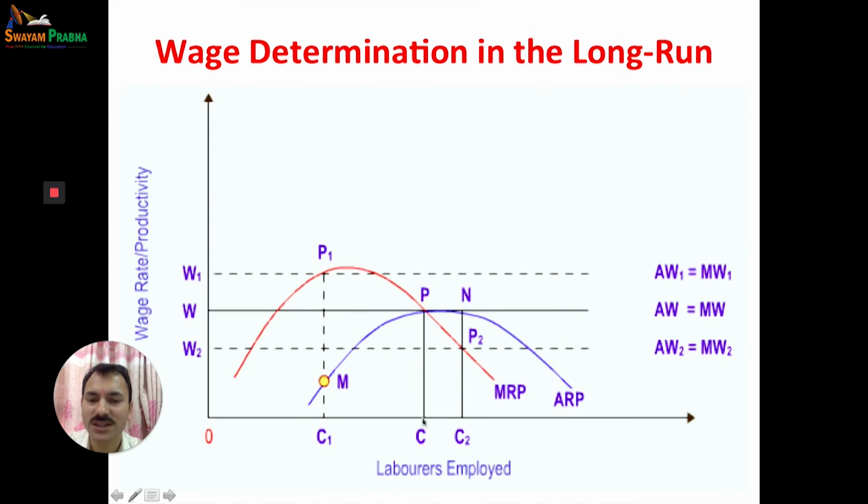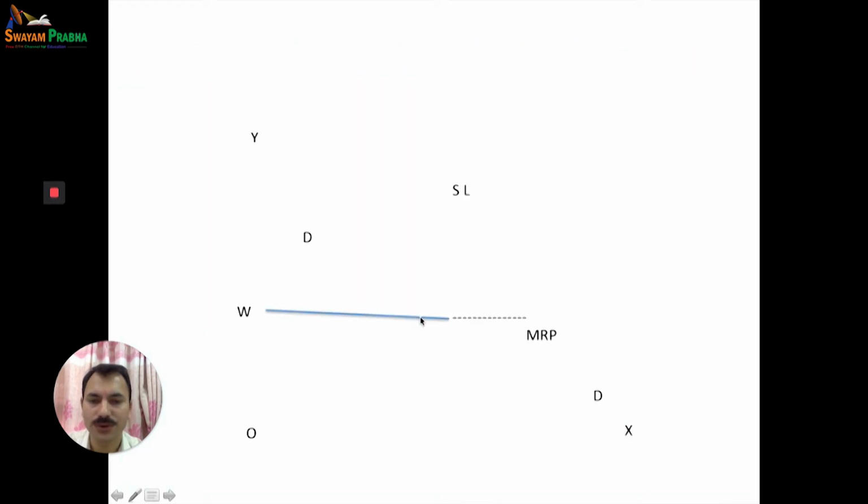Here the producer will get maximum satisfaction, and the price paid to the factor, taking the example of labor, is equal to its marginal product. This is the equilibrium point.